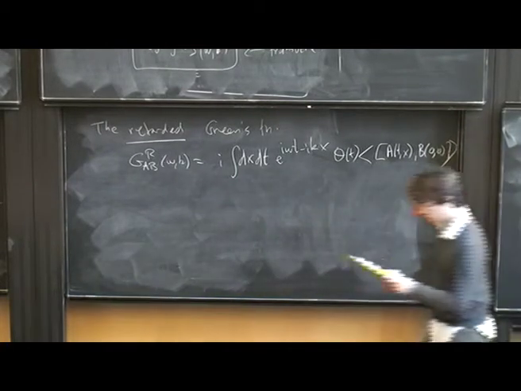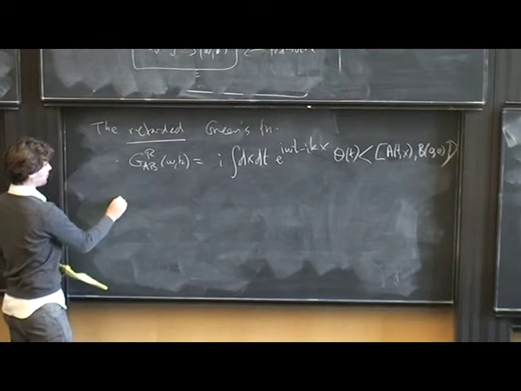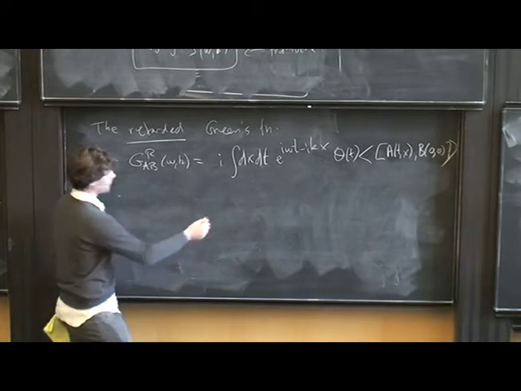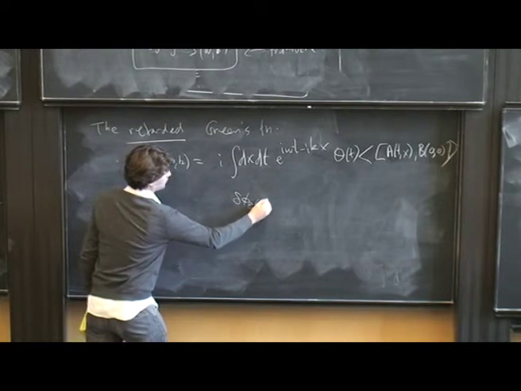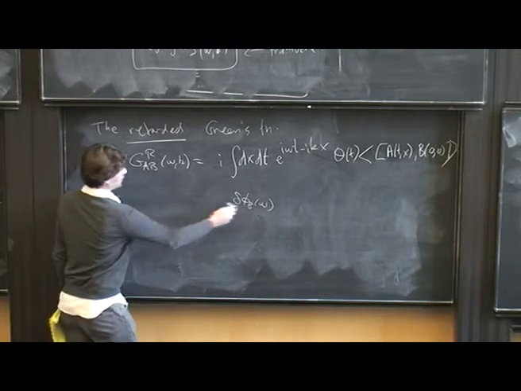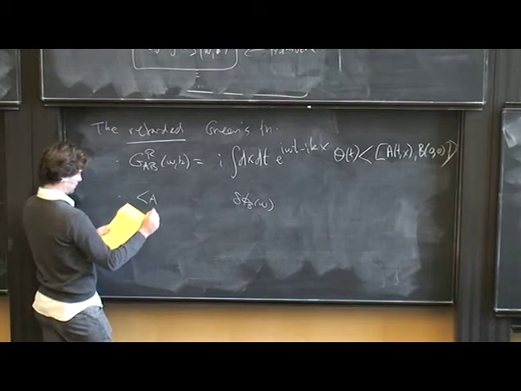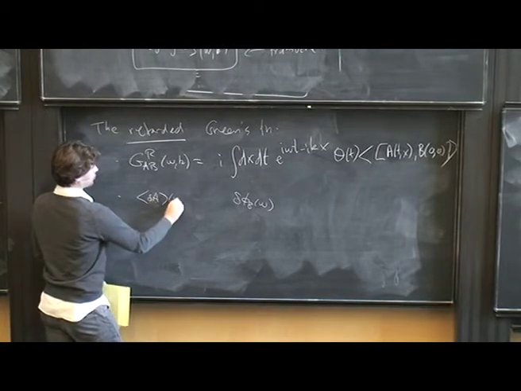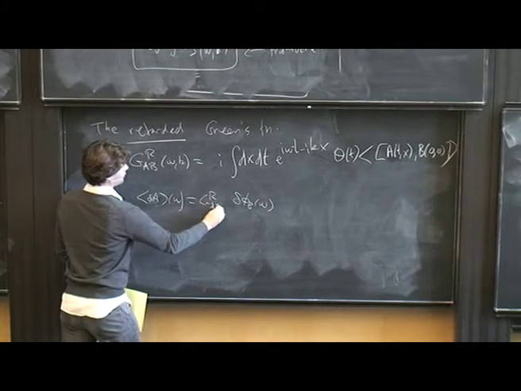So hopefully most of you have seen that before. This is the retarded Green's function, and the point about the retarded Green's function is that, of course, it relates the source and the response. So if I have some source, delta phi_b of omega, for the field, one of the operators b, then the change in the expectation value of a, as a function of omega, is the retarded Green's function of a, b.